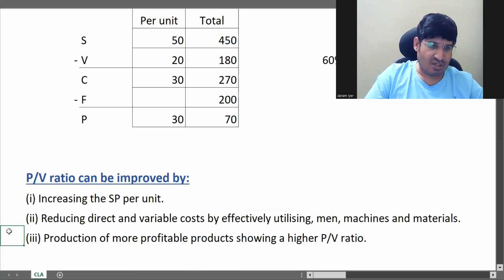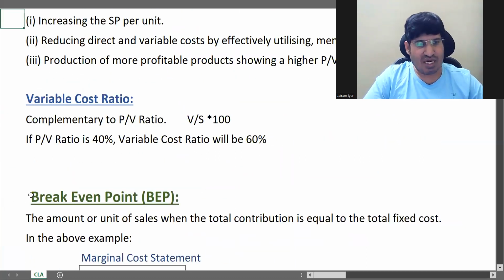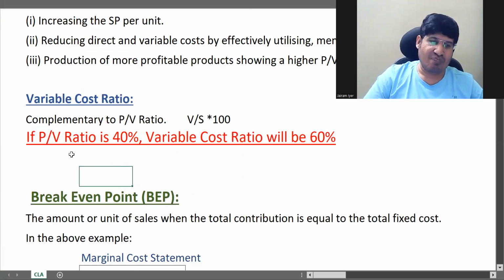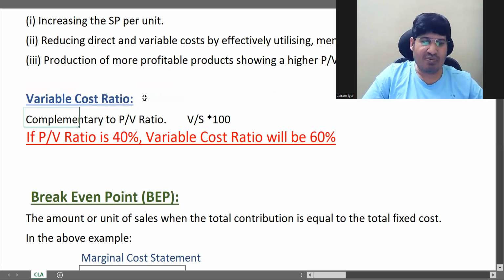Okay, so these problems also we did. Fine. Okay, one more thing is variable cost ratio. So variable cost ratio is nothing but the complement of PV ratio. So if PV ratio is 40%, variable cost ratio will automatically be 60%. And you add the two, you will get sales 100%. So that is variable cost ratio. So if variable cost ratio is given in percentage, just do 100 minus variable cost ratio, you will get PV ratio. If it is given in decimals, just do 1 minus variable cost ratio, you will get PV ratio.